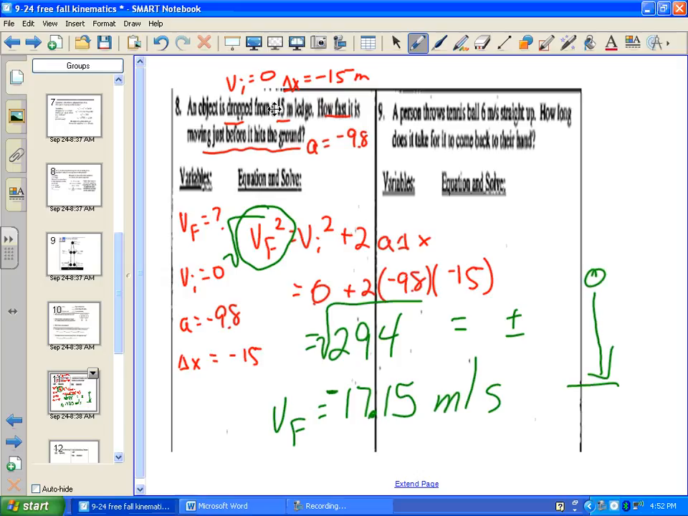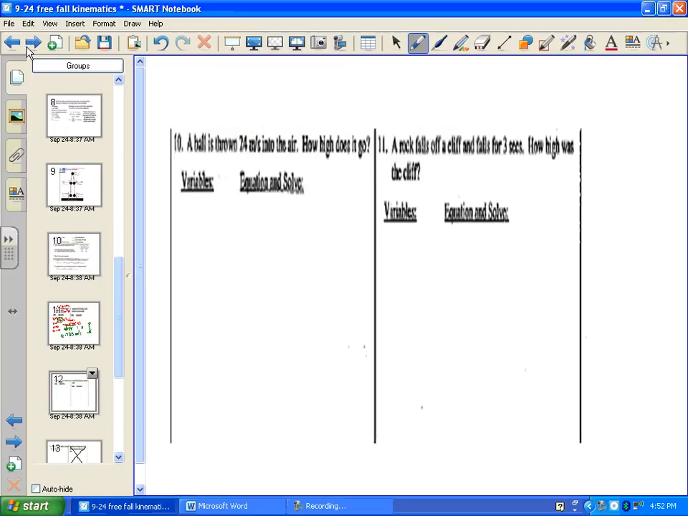All right, let's work a problem where we throw something up. A ball is thrown 24 meters per second into the air. How high does it go up? How high is our delta x or delta y. Our acceleration is going to be negative 9.8. We're looking for delta x. It's thrown with an initial velocity of 24. And we need one more thing.